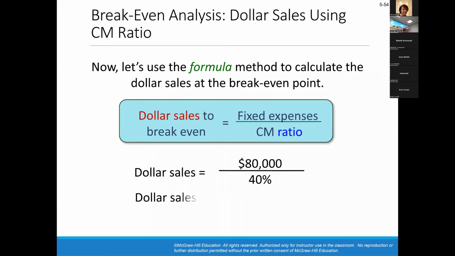All right, so now the formula method. So it's just the fixed expenses over that contribution margin ratio, 80,000 over 40%. So the dollar sales is 200,000.